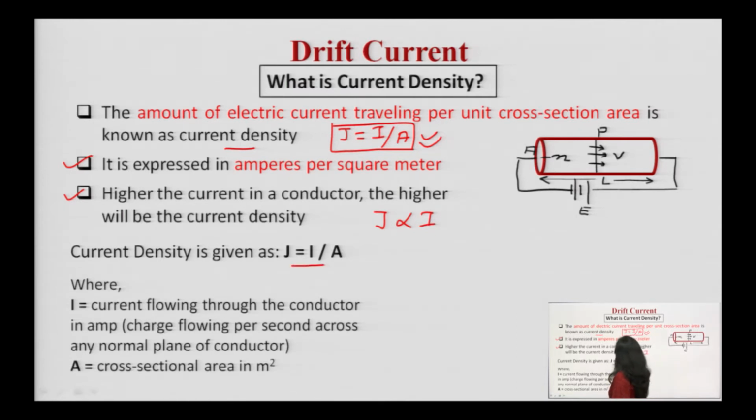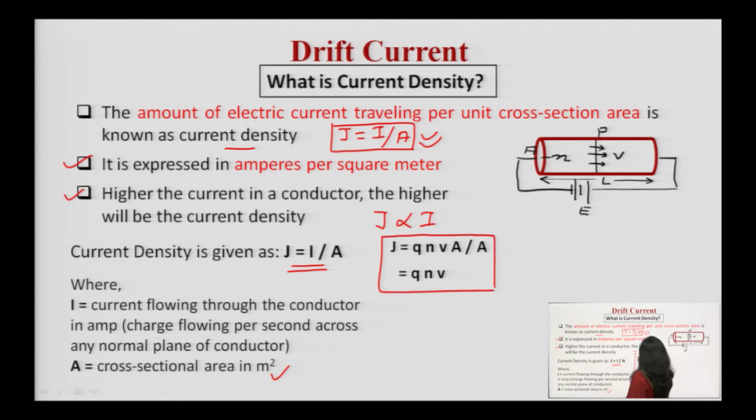As I have told you, current density is written as I upon A. Here, what is I? I is the current flowing through the conductor, and its unit is the ampere, which is actually the charge flowing per second across any normal plane of the conductor. Because if there is a current, there must be some charges, so how to calculate it? And A is the cross sectional area, in square meters. So this is how you can calculate the current density and how it is related with the current.